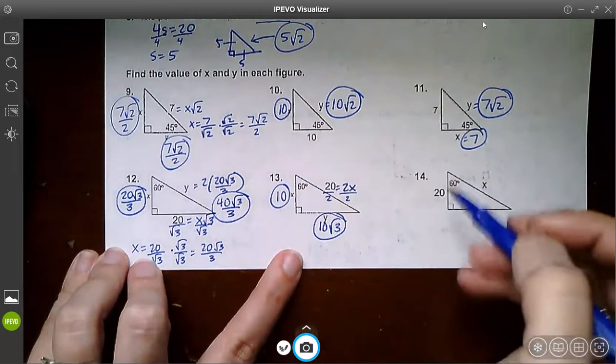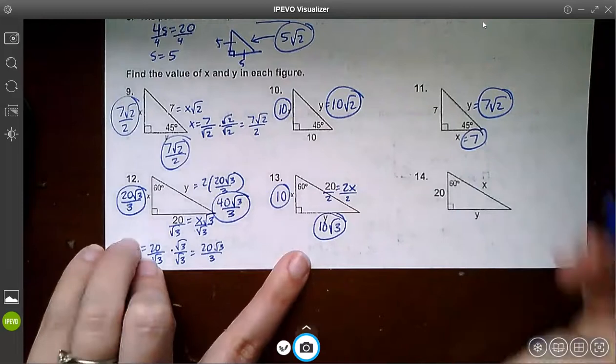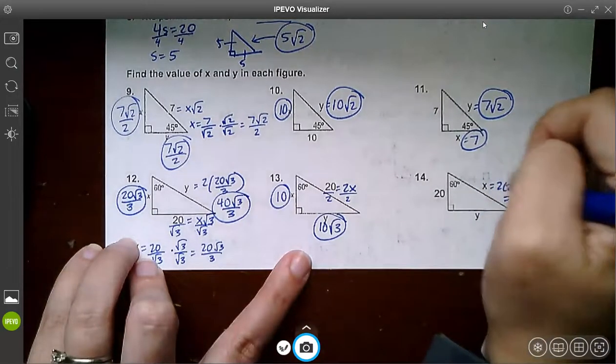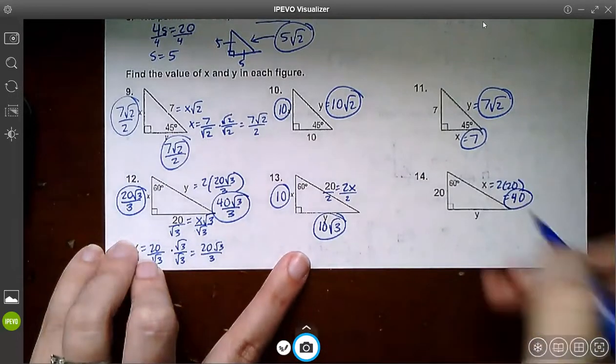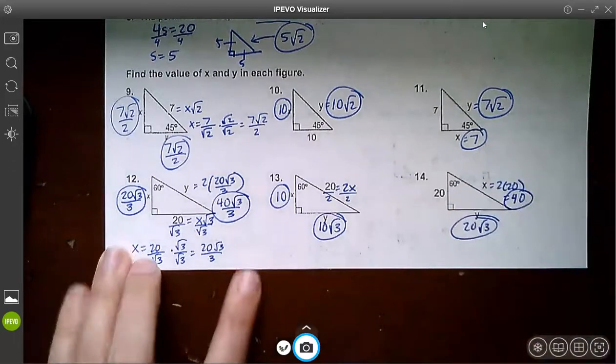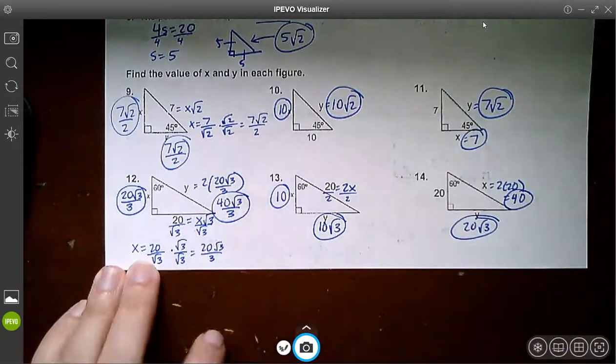And then number 14, we're given our short leg. So to find our hypotenuse, we multiply that by 2. We get 40. And to find our long leg, we multiply our short leg by the square root of 3. And that's it.